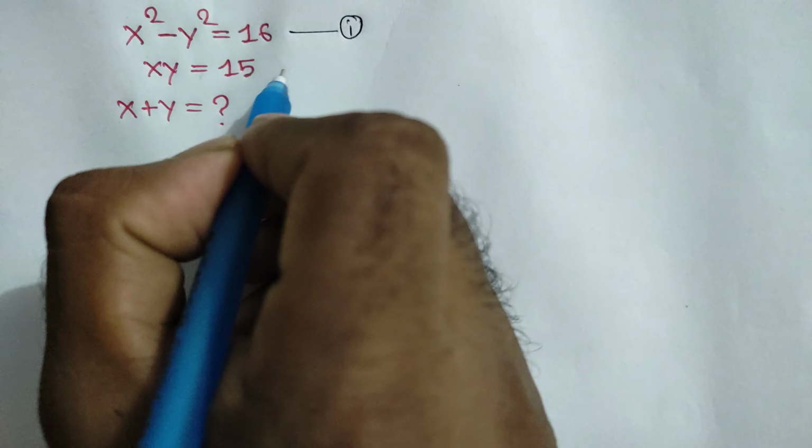Now from equation 1 we can write x square minus y square is equal to 16. We know the algebraic formula a square minus b square is equal to a plus b times a minus b. Now apply this formula here. We can write x plus y times x minus y is equal to 16.